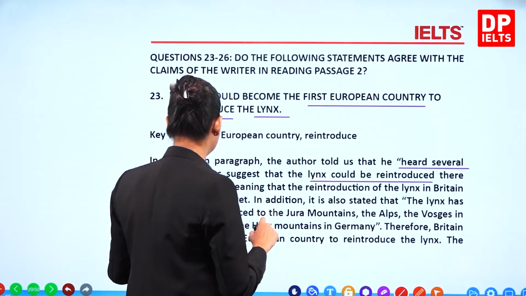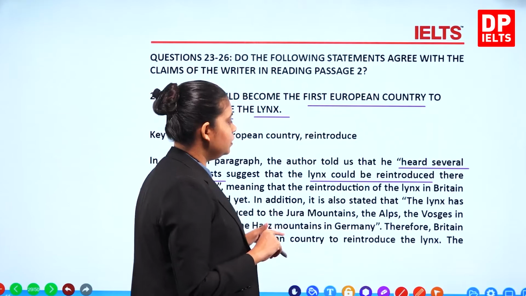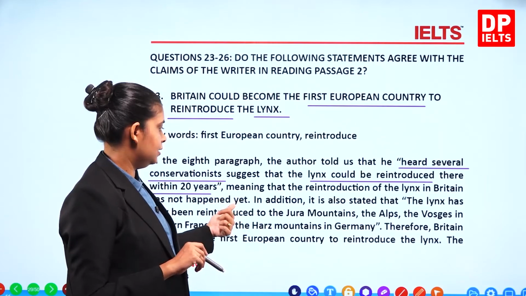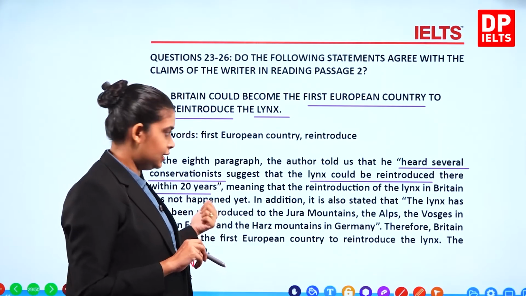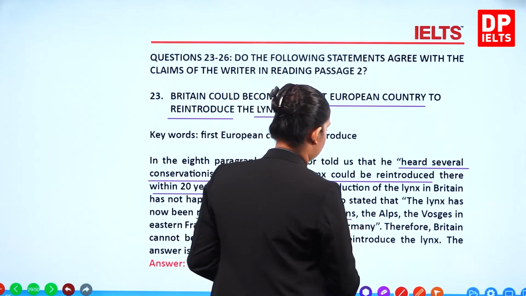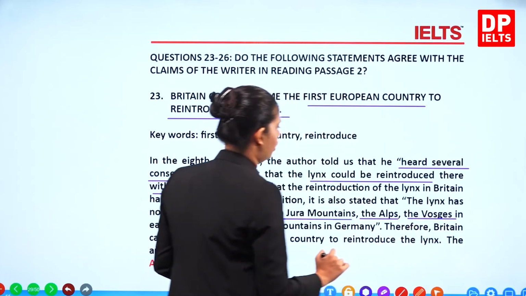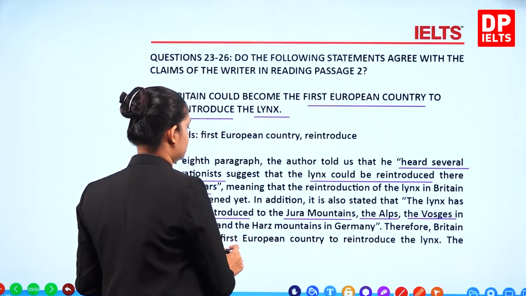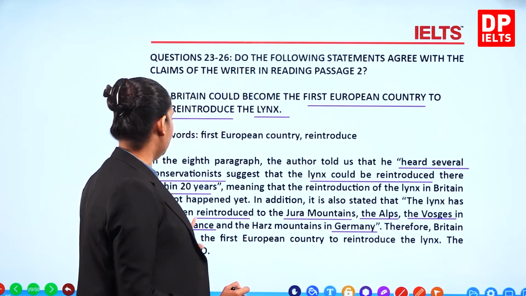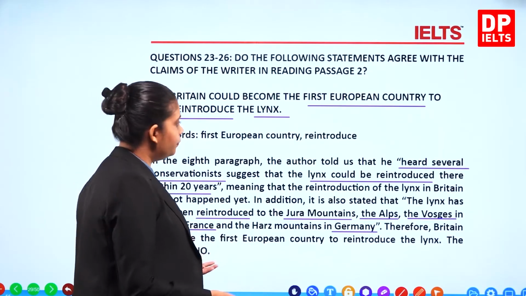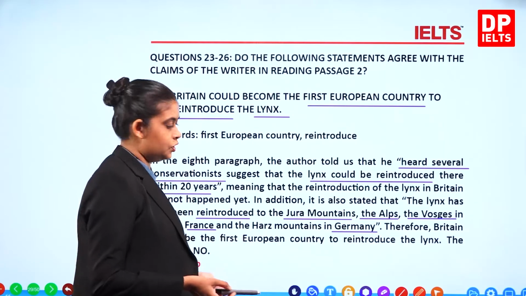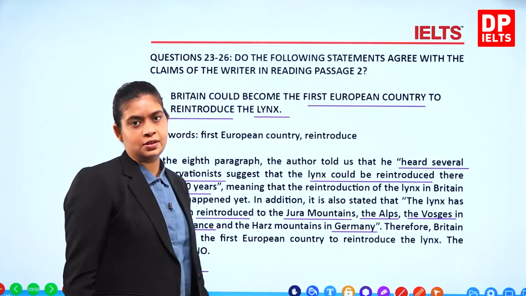Let's go on reading, right? Meaning that the reintroduction of the lynx in Britain has not happened yet. In addition, it also stated that the lynx has now been reintroduced to the Jura Mountains, the Alps and the Vosges in eastern France, right, and in Germany. So therefore, Britain cannot be the first European country because it's obviously been introduced in other parts of Europe, which is France and Germany. Therefore, the answer is going to be no.